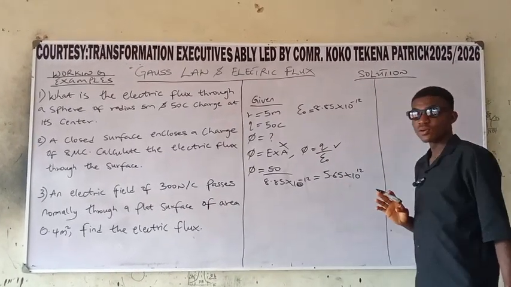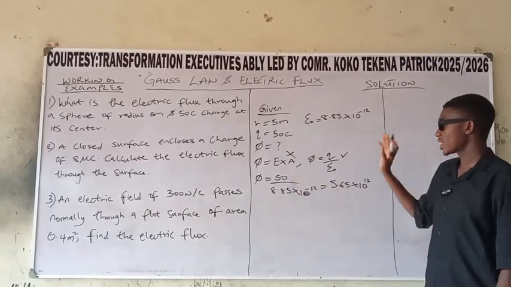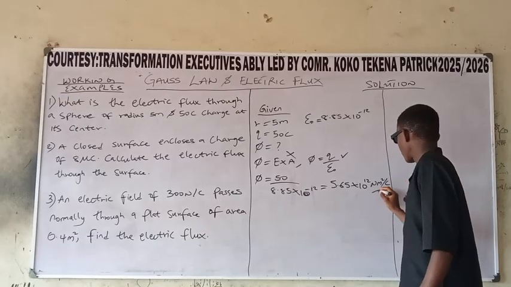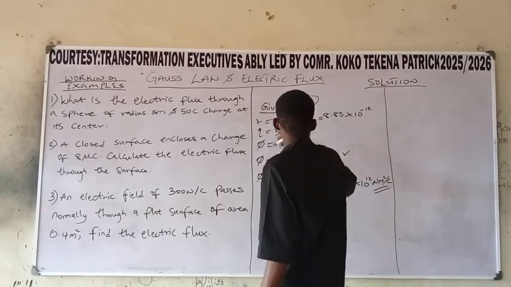Is this your answer? No. In physics, unit is our best friend, right? So what is the unit for flux? If you remember, we said it is Newton meter square per coulomb. Full mark. Question 1 done.